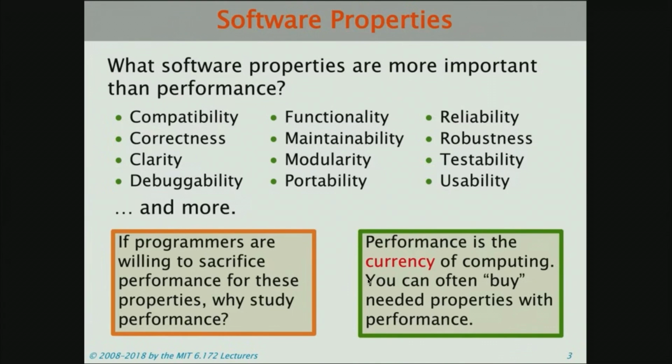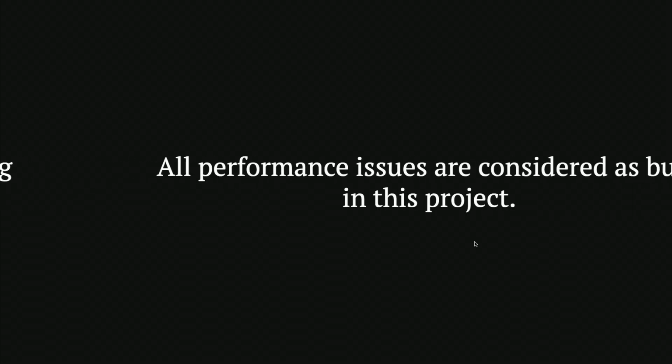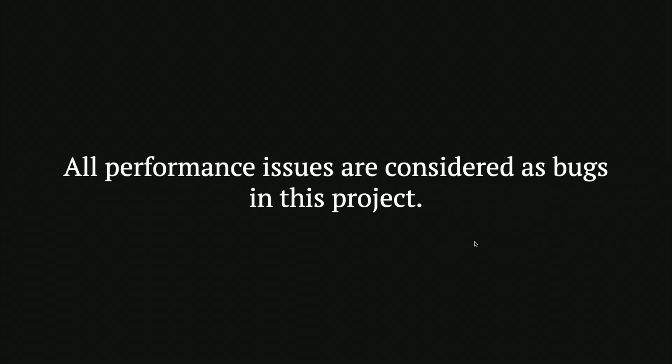The conclusion is that performance is the currency of computing. You can often buy needed properties with performance. What it translates to is that performance is used as a budget for buying more features. Eventually, for Oxc, we decided that all performance issues are considered bugs in this project. For normal projects, you will think performance is the last thing to think about, but in Oxc, we treat it as a bug if it's slow.